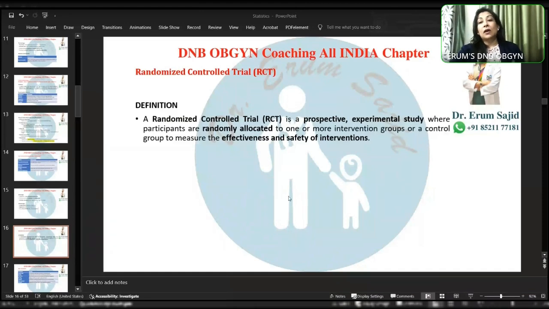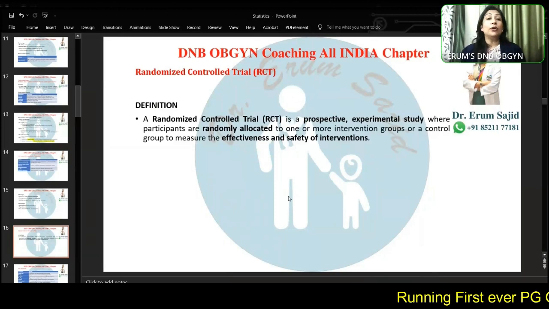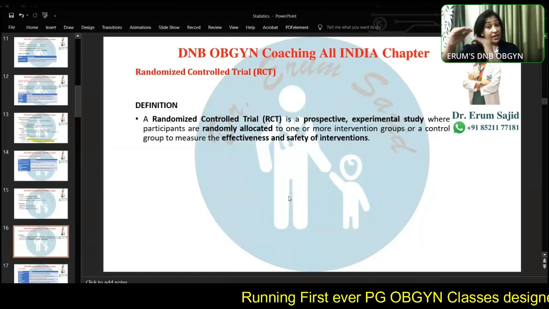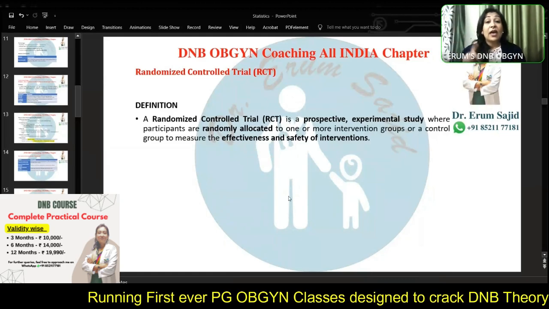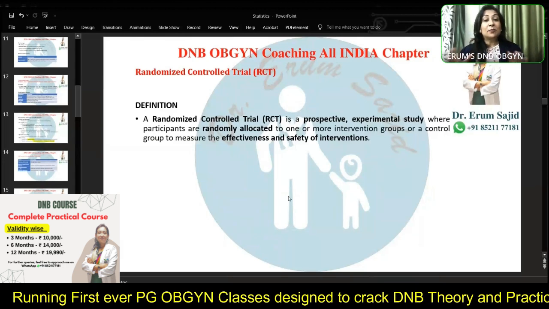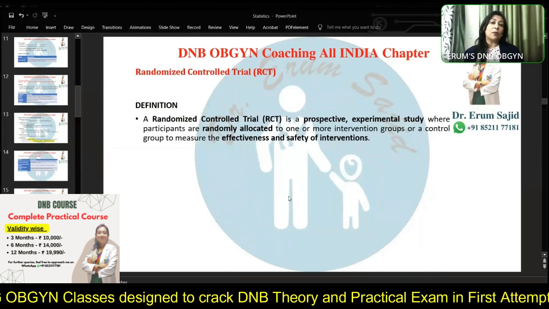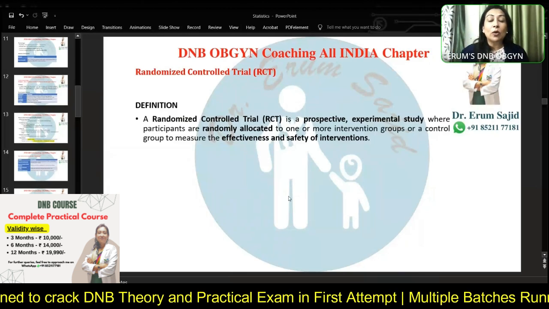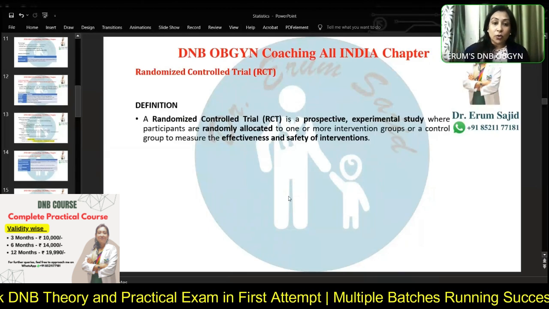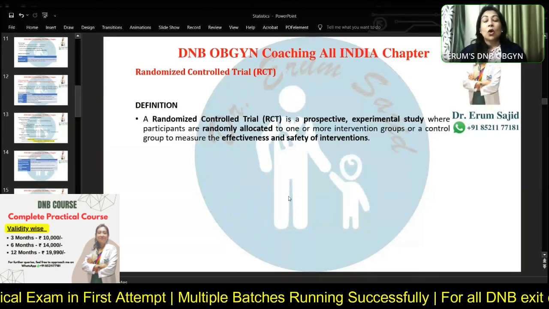Let's begin. Talking about randomized controlled trials now. Like I told you, randomized controlled trials are very, very important because they are very high up on the chain of hierarchy of all the studies. So they are prospective, experimental. Participants are randomly allocated. Mostly when I'm saying randomized controlled trials, I'm obviously talking about randomization, and I'll tell you in a minute what you mean by randomization. Randomly allocated to one or more intervention groups or the control group to measure the effectiveness and safety of interventions.